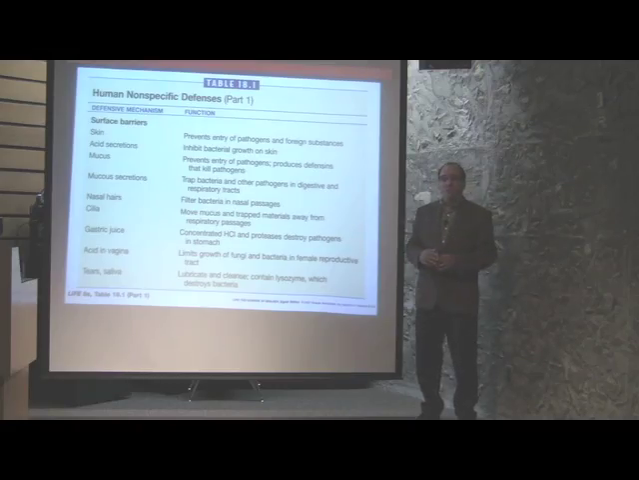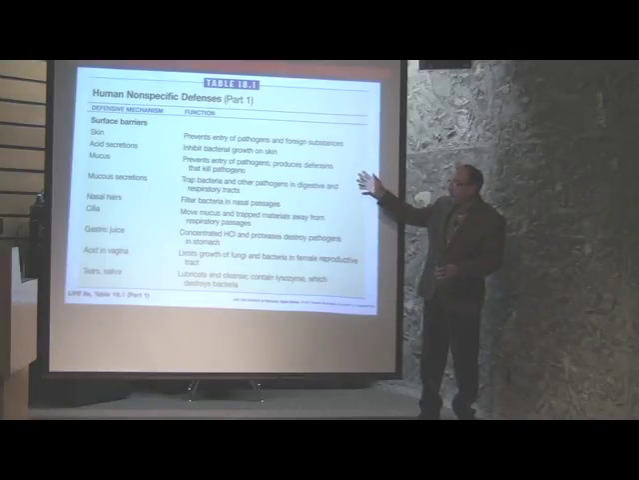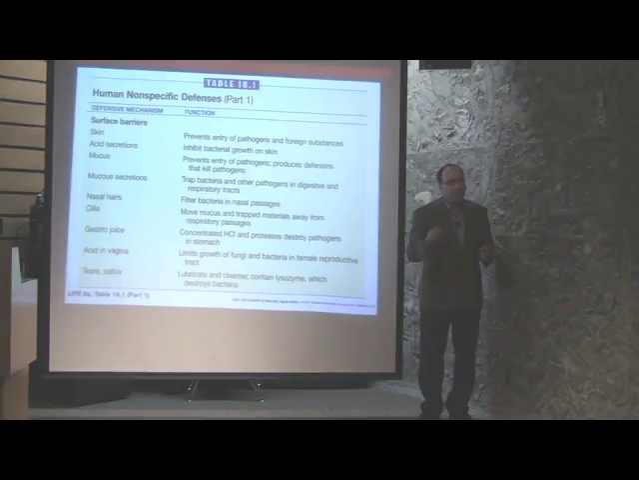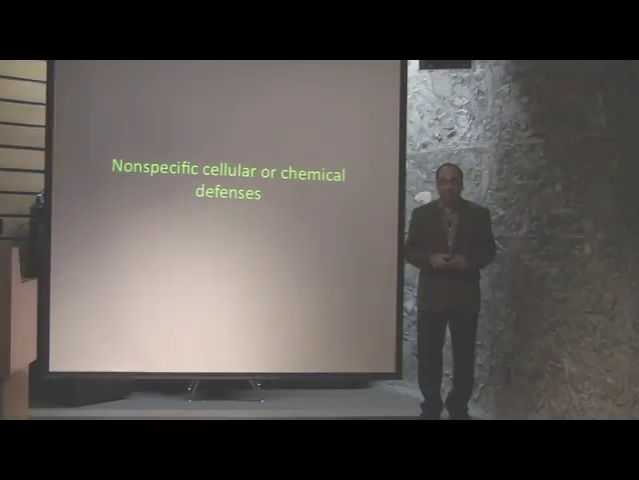This slide just shows you some of those barriers to infection. So we have skin and mucosal secretions, cilia, and we talked about those in the last lecture. Those are examples of innate defenses. They don't improve upon repeated exposure to a pathogen.